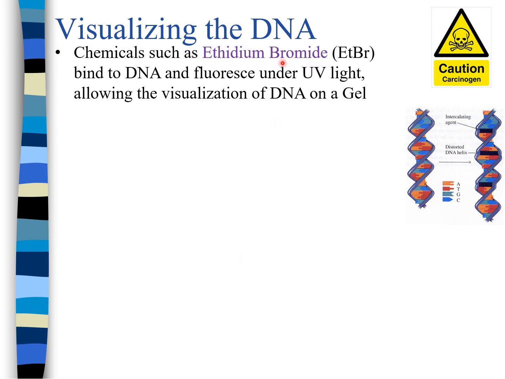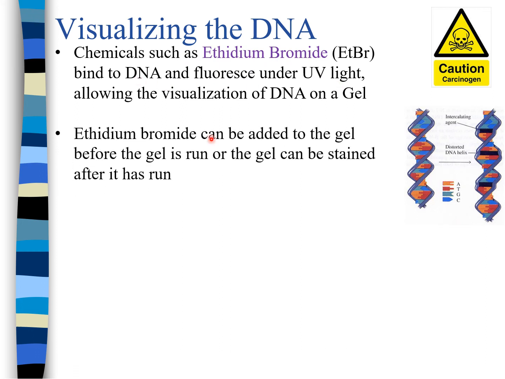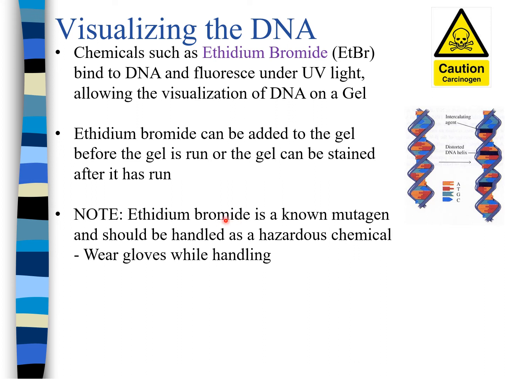So we have to use ethidium bromide. It binds to DNA and fluoresces under UV light. Ethidium bromide can be added to the gel while you are making it or after the gel has been run. Ethidium bromide is a known carcinogen, so we have to be careful when we are using it, and you have to wear gloves while using it. So you have to be very careful.